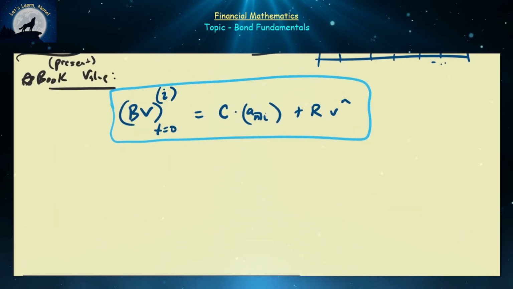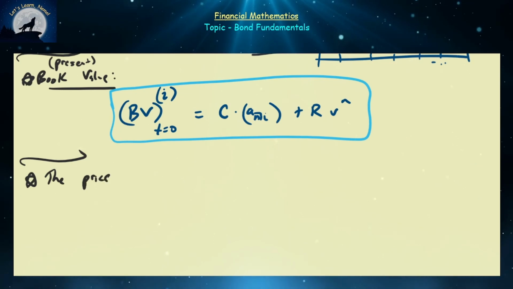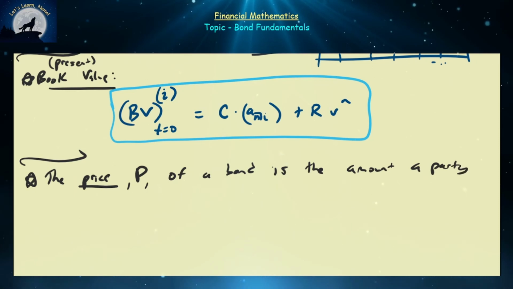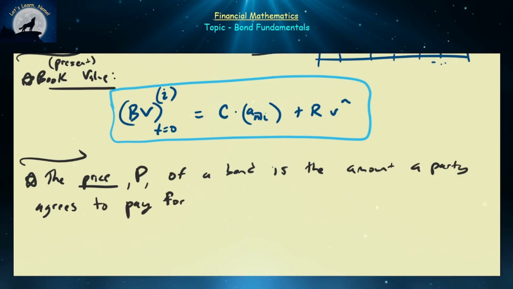Okay, so what else do we have? A couple of other terminologies that might be useful to know before we actually get into the math and the conceptual discussions is the price. The price P of a bond is the amount a party agrees to pay for this bond from another party.